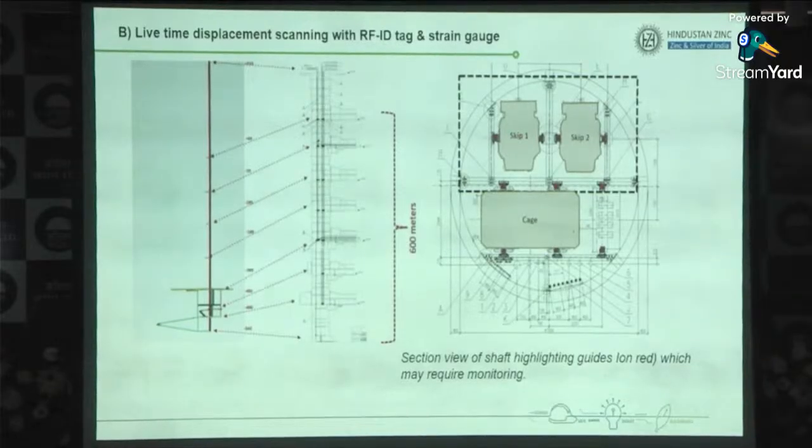If any movement happens in the button, the shaft, everything is running on the button. So it plays a very critical role if any deformation happens in the button. So we have put this RFID on the shaft button system, and with the help of a data logger, it is going upside. If any movement happens in the buttons, we can get the data with the help of the RFID tag.